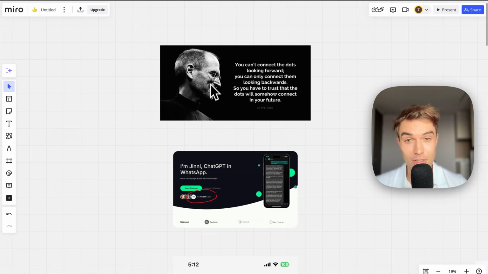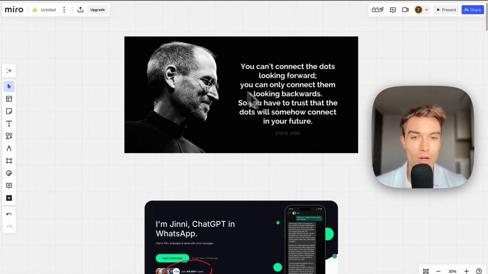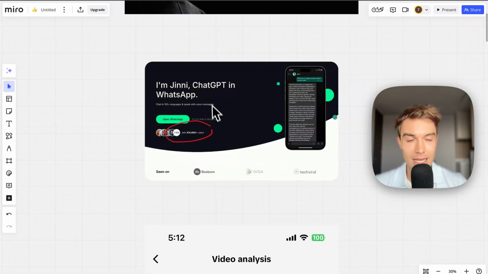And because of that, I want to start with a quote from the one and only Steve Jobs, saying you can't connect the dots looking forward, you can only connect them looking backwards. So you have to trust that the dots will somehow connect in the future. And that is so true, because this all started as like a night project, right?